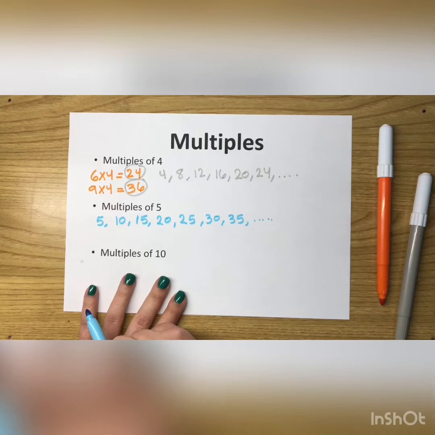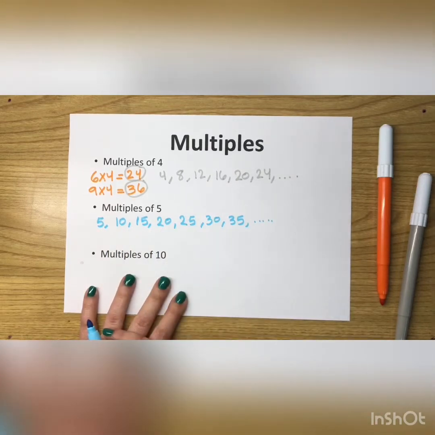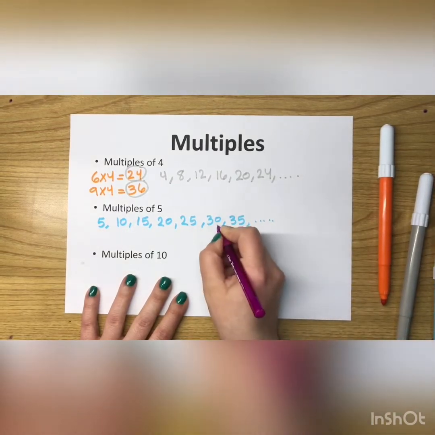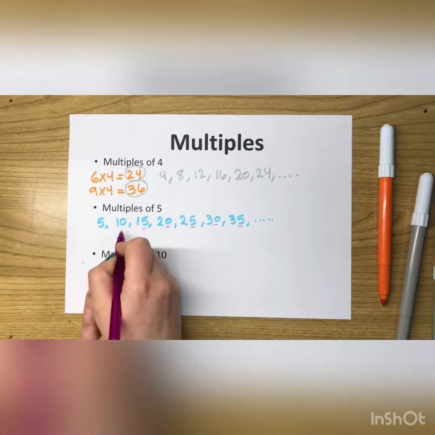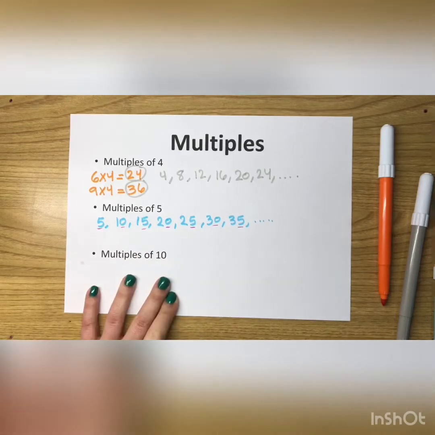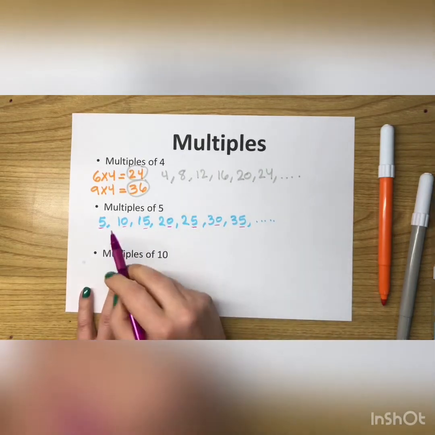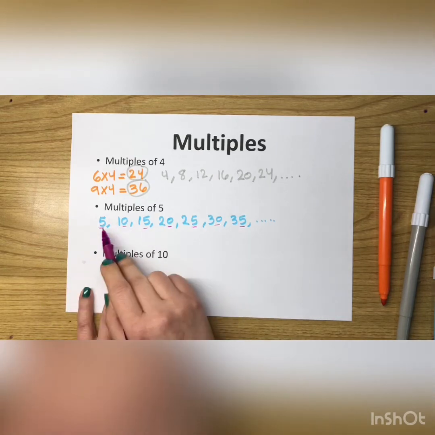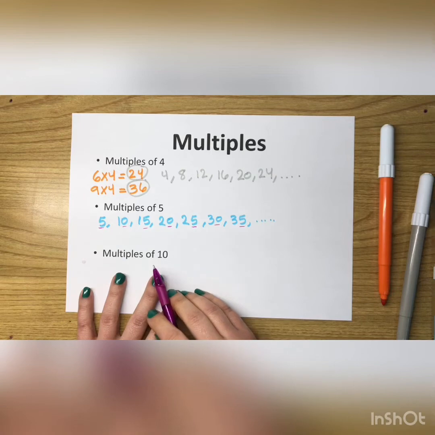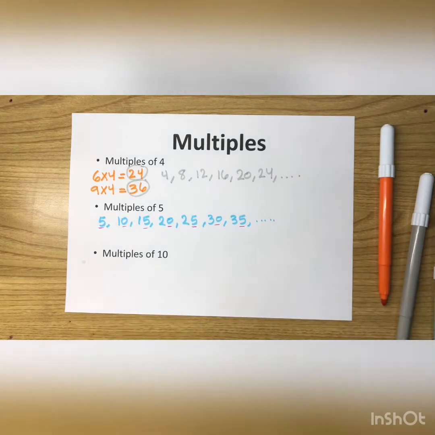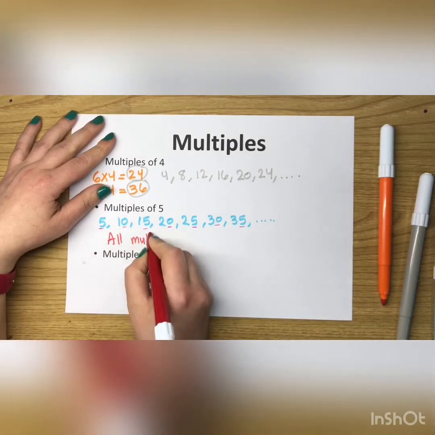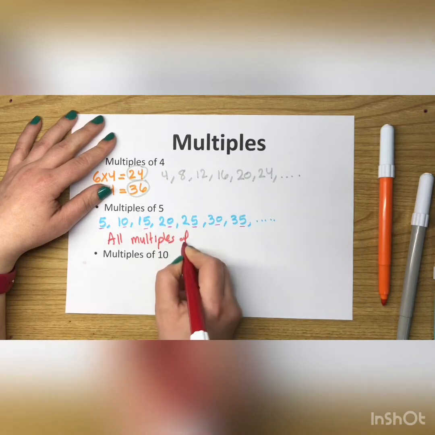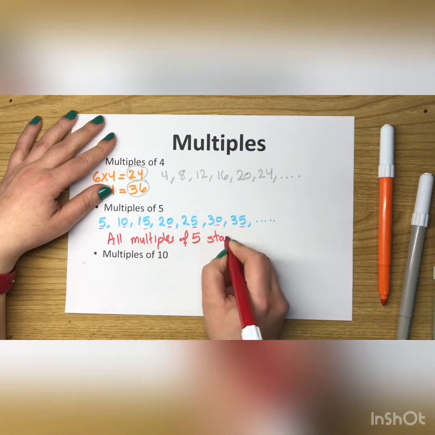What is the common thing between all of these numbers? I'm going to help you by underlining a certain digit or place. Can you see the ones place? What do you notice about the ones place? The ones place is always 5 or 0. So we can say that all multiples of 5 end with 0 or 5.